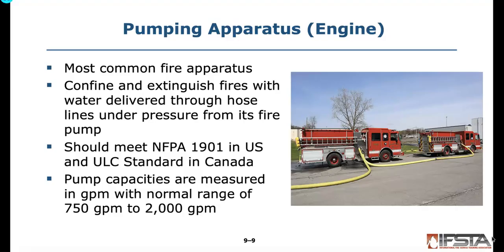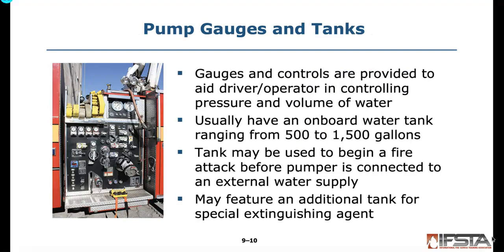So we have supply lines that come in from the hydrants into the vehicles and attack lines that go from the vehicles to our fire, right? So they maintain a certain volume and a certain pressure. And these should meet the NFPA 1901 standard in the US and ULC standard in Canada. Pump capacities, they're measured in GPMs, so gallons per minute, and the normal range is 750 to 2000 GPMs.